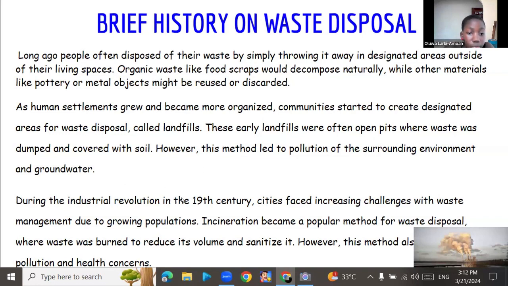During the Industrial Revolution in the 19th century, cities faced increasing challenges with waste management due to growing population. Incineration became a popular method for waste disposal, where waste was burned to reduce its volume and sanitize it. However, this method also led to air pollution and health concerns.